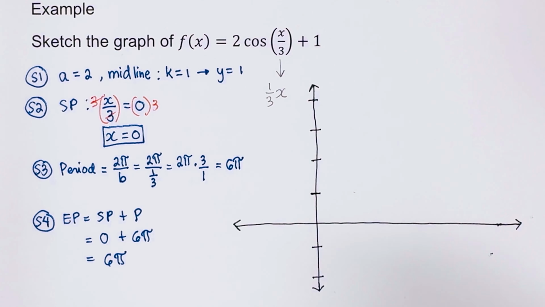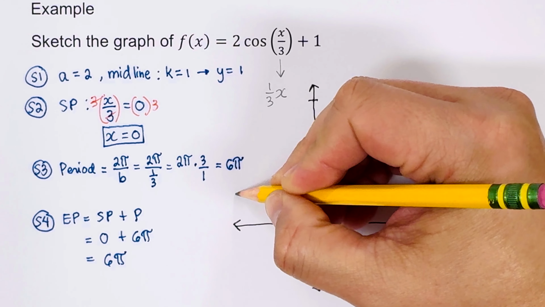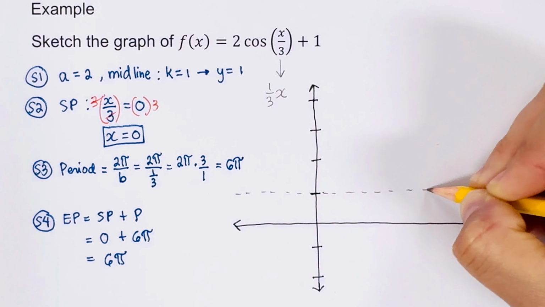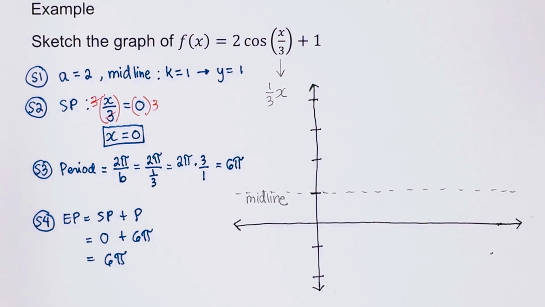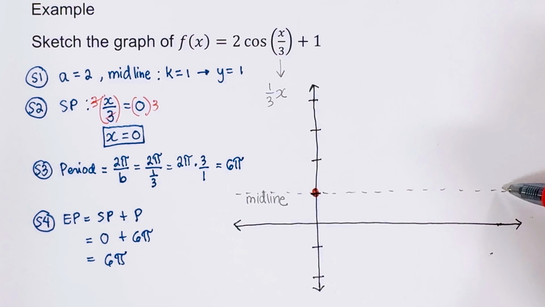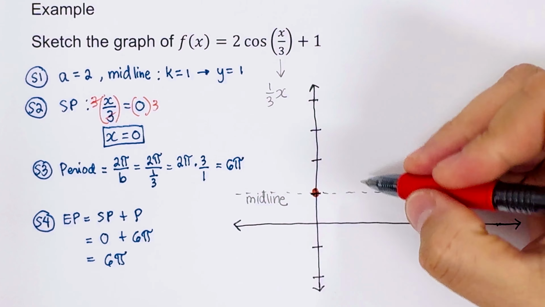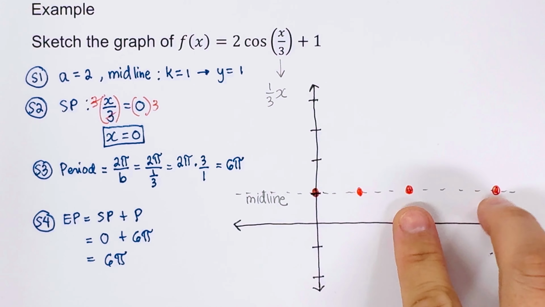We're going to draw the midline first, which is y equals 1. So the midline is sitting here. Now we are going to put 5 dots, or 5 points, on the midline. This will be the first point. This is the last point right here. And then we take the middle, the middle of these two, and the middle of these two.